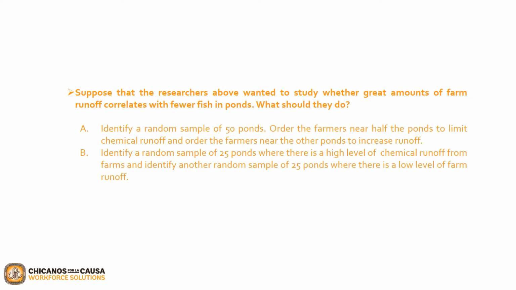The researchers could not force some farmers to create more runoff in order to make a treatment group of ponds. The farmers would likely not want to change their agricultural practices. In addition, potentially doing environmental damage would be unethical. This is a great example of an observational study, a study in which scientists do not manipulate the conditions.